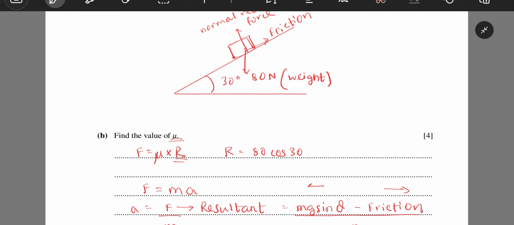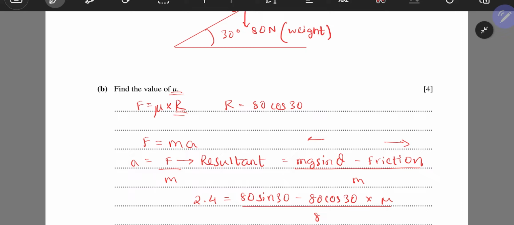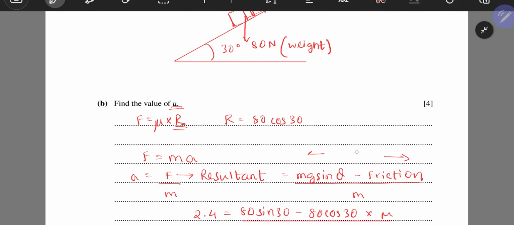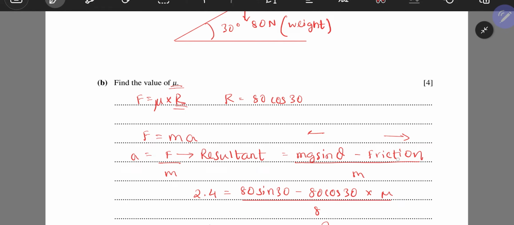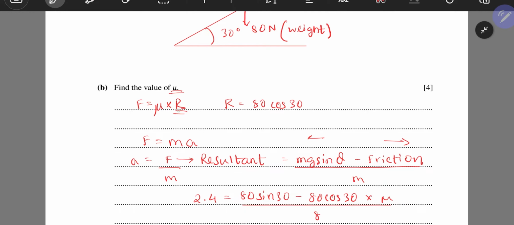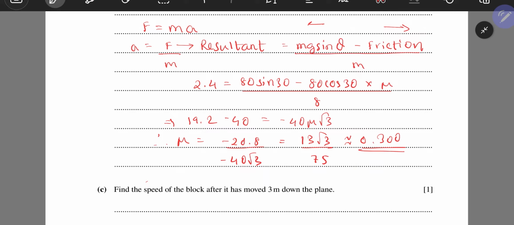What basically happened is we know the acceleration, which is 2.4, and the formula for acceleration is nothing but resultant force divided by the mass. And the only forces acting on the block are the weight and friction. So the component of weight we are going to use is mg sine theta, the one downwards the slope, and then friction is opposing that component. Friction is equal to F equals mu R. R is 80 cos 30. So after that, we just input the formula and the values accordingly and solve for mu. So mu is equal to 0.300.